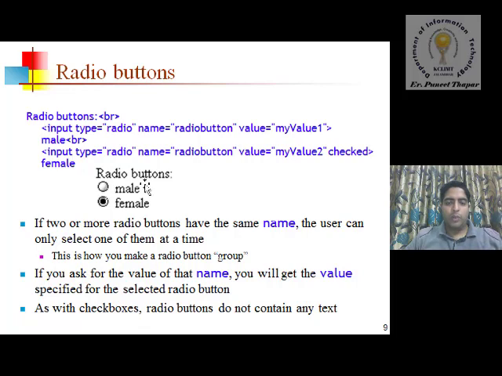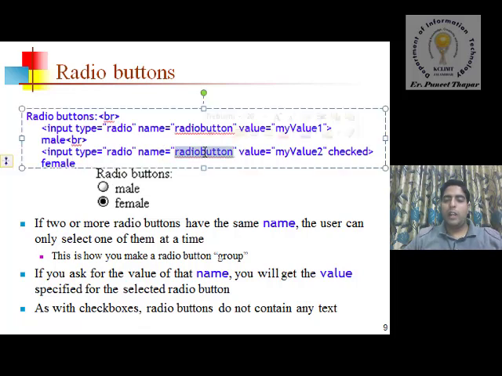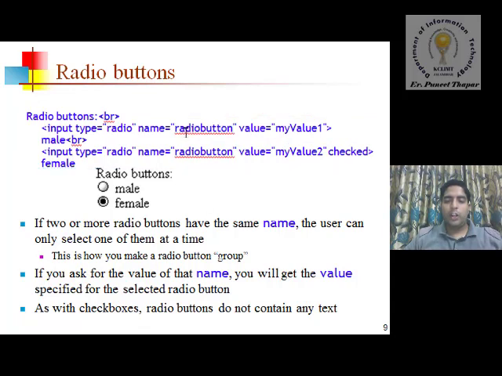So how do we specify that these radio buttons are interlinked with each other? When you click on male, female will be deselected; when you click female, male will be deselected. For this we have to specify a similar name. The name or ID of both radio buttons is the same. You can see here the ID of both radio buttons is same. So when we specify the same name, the user can select only one radio button at a time.